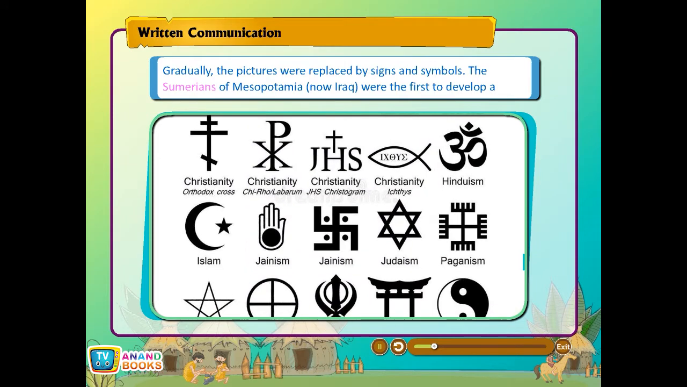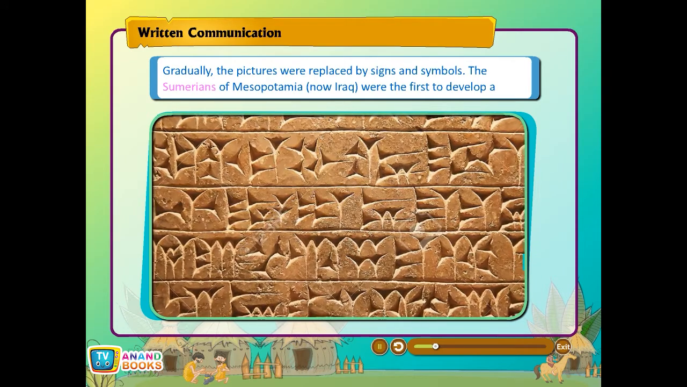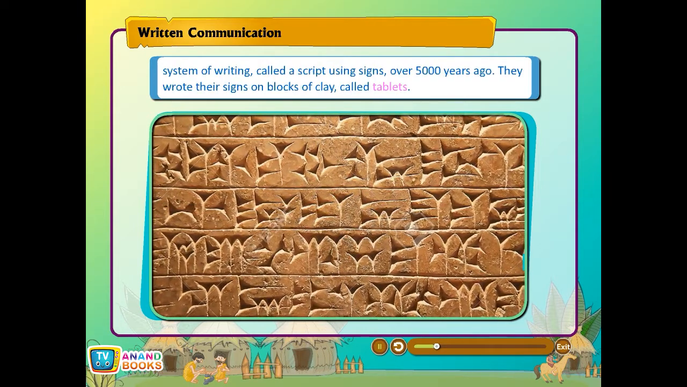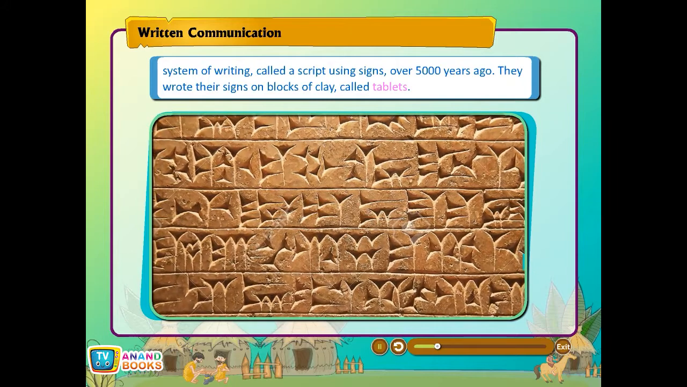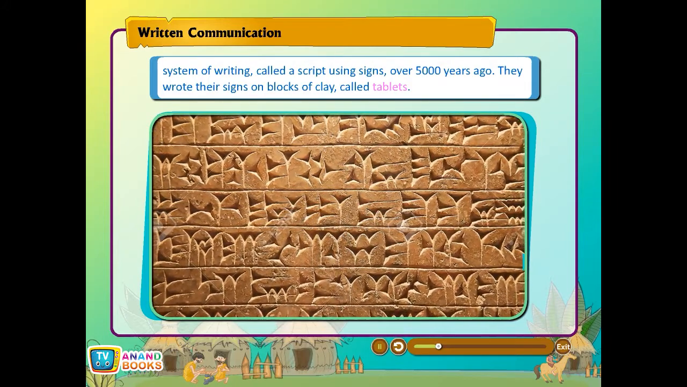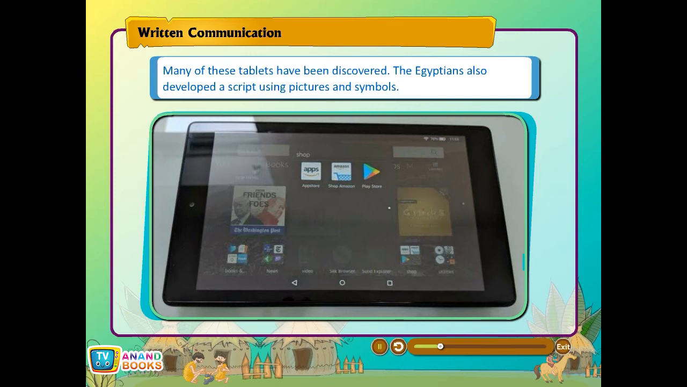Gradually, the pictures were replaced by signs and symbols. The Sumerians of Mesopotamia, now Iraq, were the first to develop a system of writing called a script using signs over 5,000 years ago. They wrote their signs on blocks of clay called tablets. Many of these tablets have been discovered.